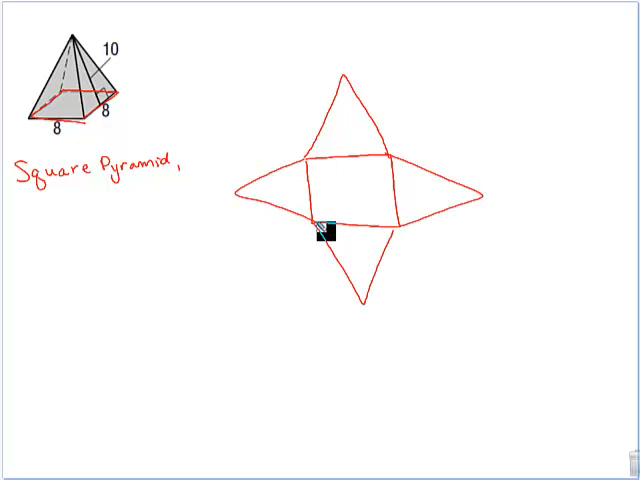Okay, now we want to label what we know. So we know the square's got 8. And then the triangle, what were we given? 10 for the height. Will that be the same for each one? Yes.